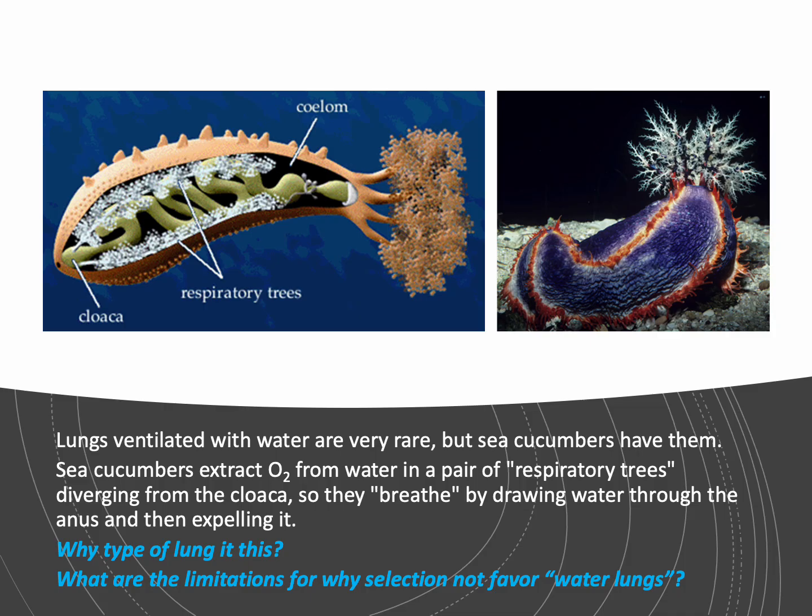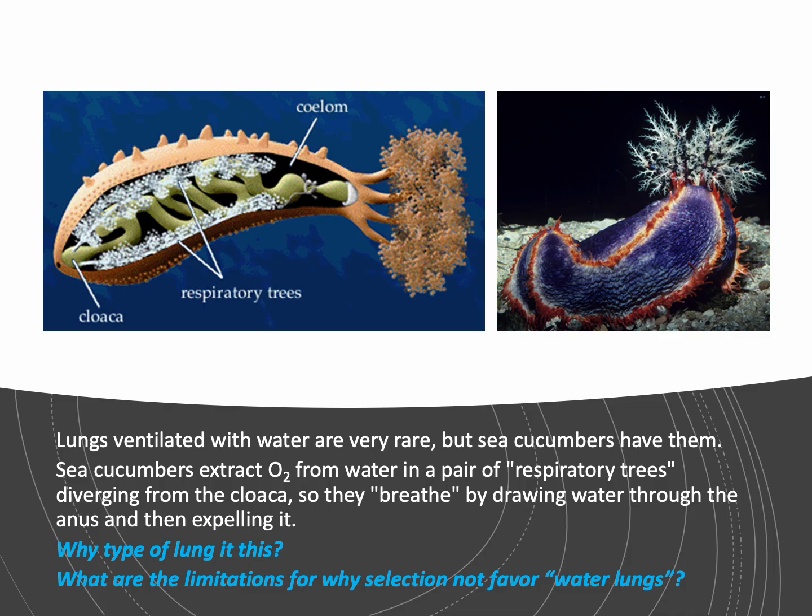So we tend to think of lungs as being this thing that air breathers have, and gills being this thing that water breathers have. But there is a creature out there, quite an interesting creature, that actually does ventilation with lungs underwater. It has water lungs. It's crazy, right? Water lungs, right? And despite the fact that it's rare, a sea cucumber has a pair of respiratory trees that are inside it.